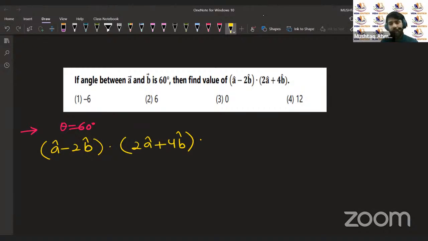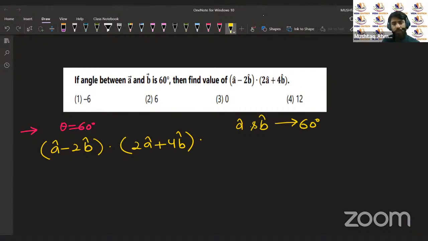It means that the angle between A cap and B cap is also going to be 60 degrees, because A cap is the unit vector along A and B cap is the unit vector along B. If the angle between A vector and B vector is 60 degrees, it means the angle between A cap and B cap is also going to be 60 degrees, and A cap and B cap are unit vectors, right? It means that the magnitude of these two vectors is going to be 1.